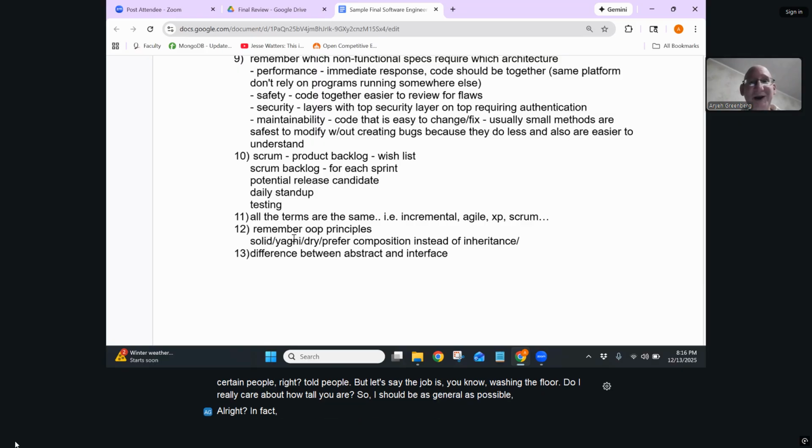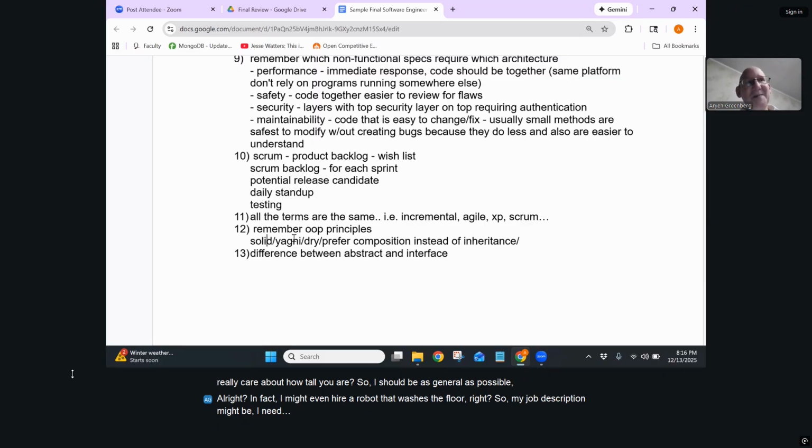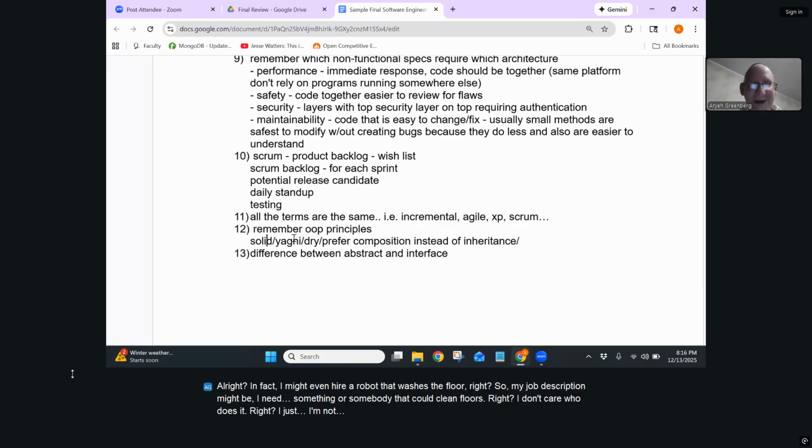In fact, I might even hire a robot that washes the floor. So my job description might be that I need something or somebody that could clean floors. I don't care who does it. I just need something that washes floors. It doesn't have to be a tall person, doesn't have to be a person. It could be a machine, or a trained animal that could wash floors. It could be a floor that automatically washes itself. All I want is a clean floor.